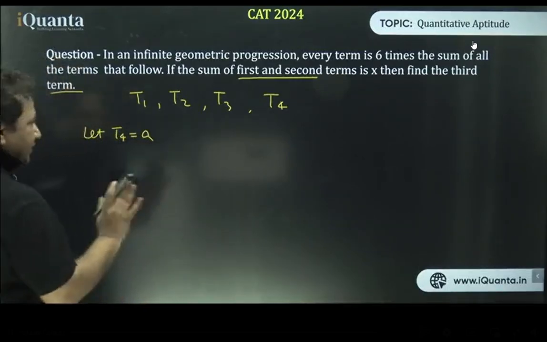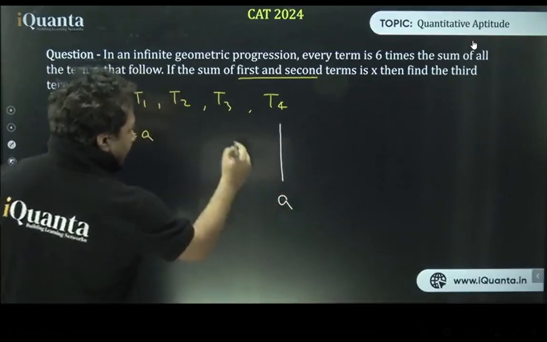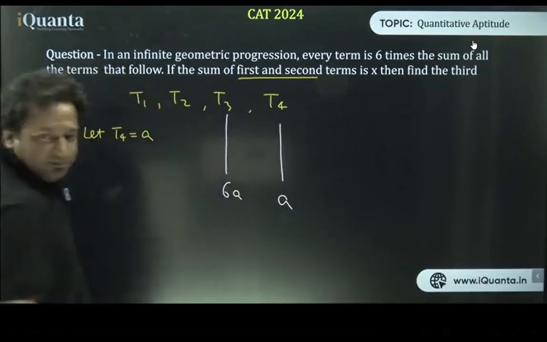Is that okay? So now listen to me very carefully or I will lose it. T4 is A. T3 will be 6A. Yes or no?